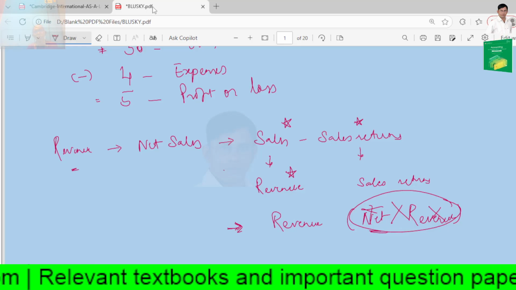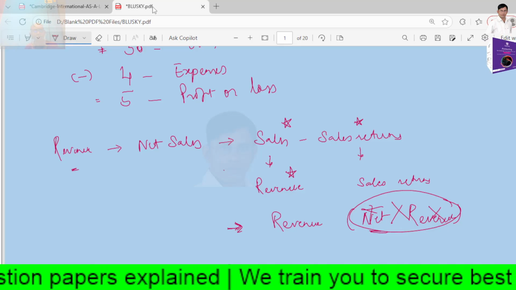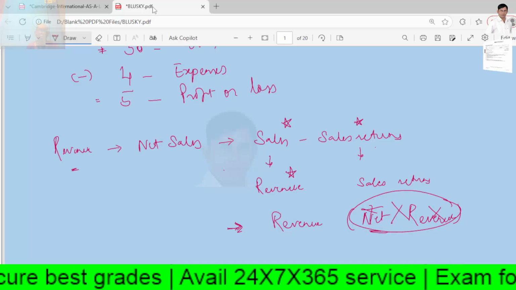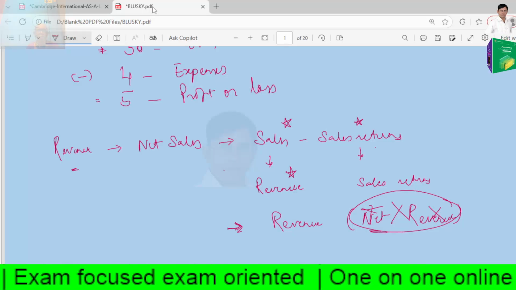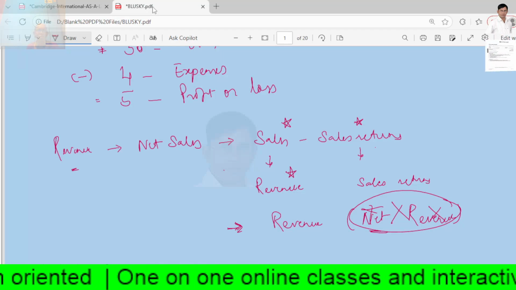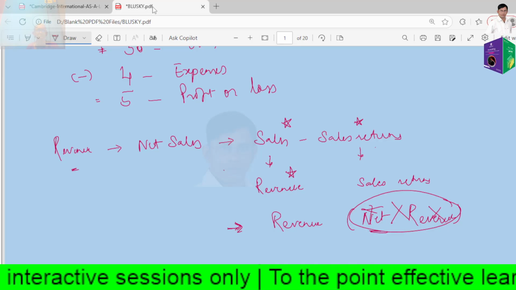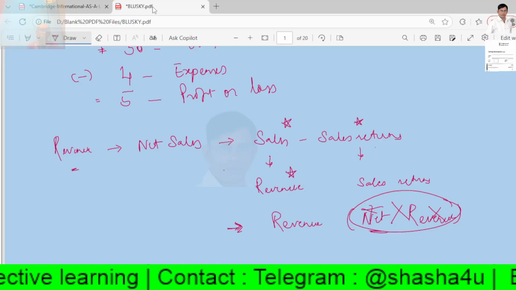Very important. These are basic things, but a lot of students don't focus on small things. When they are attempting the question papers, they get confused with them. They may get confused when sales is given or revenue is given. They may take one or the other, or leave one out. They may think that even sales return is already included there. So there may be a lot of confusion.